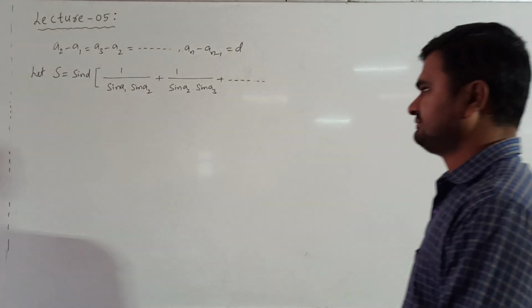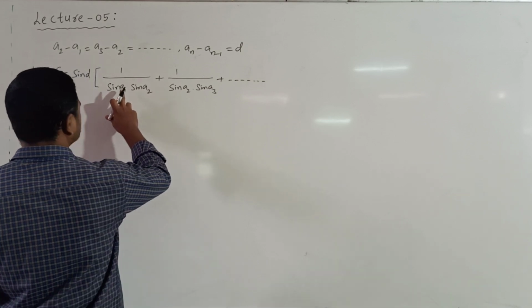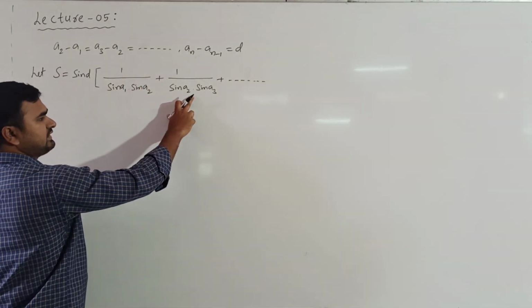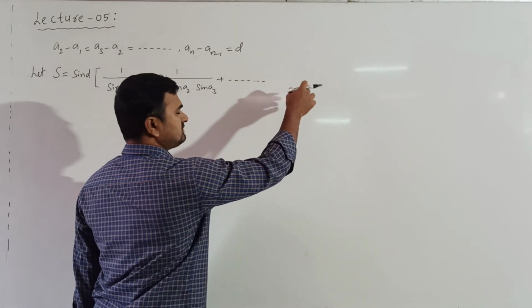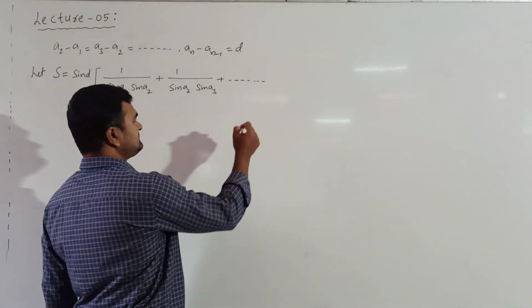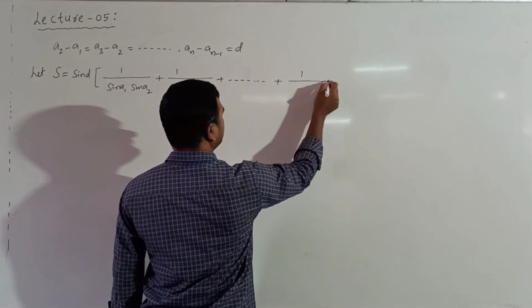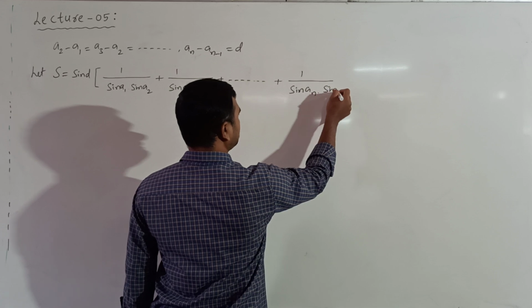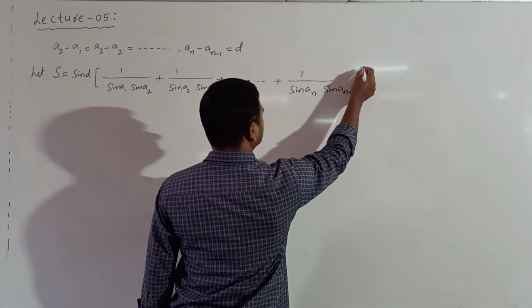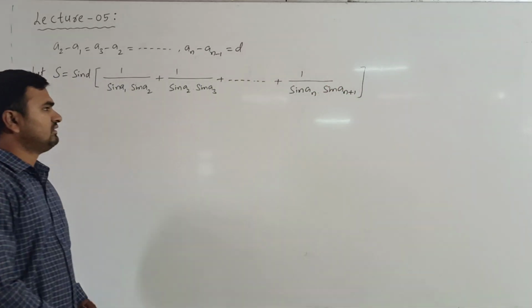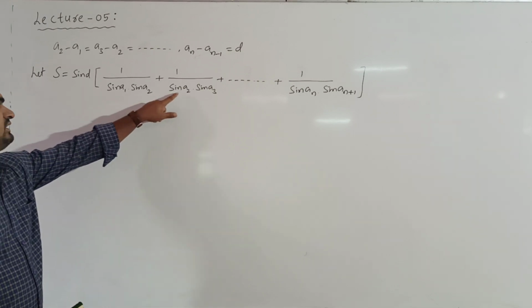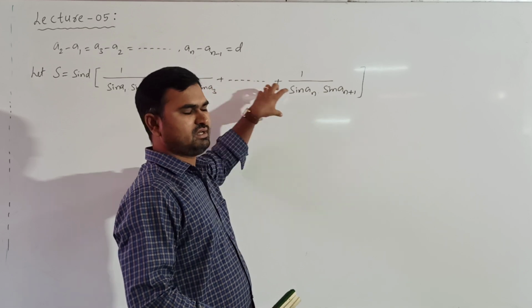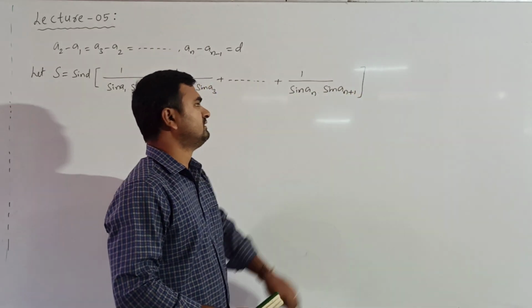What will be the last term? Observe, this is the first term, we have a1, second term we have a2, and so on up to nth term. So up to nth term, the last term will have 1 by sin an. Next term will be sin an plus 1. So a1, a2, a3 up to here we have an, because we need the n terms. So next term will be sin an plus 1.